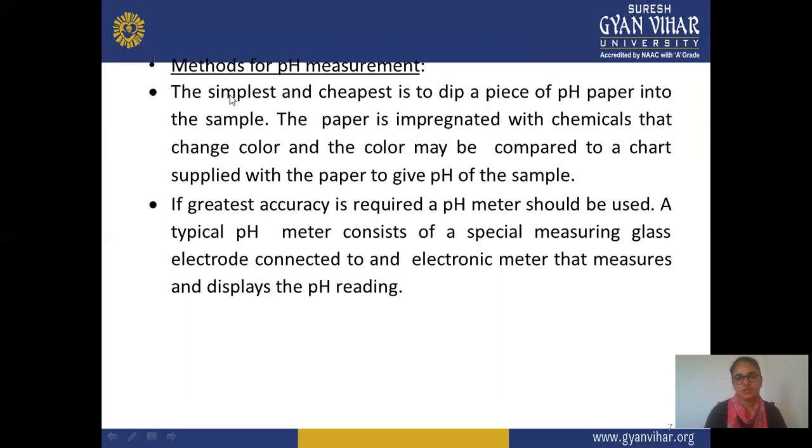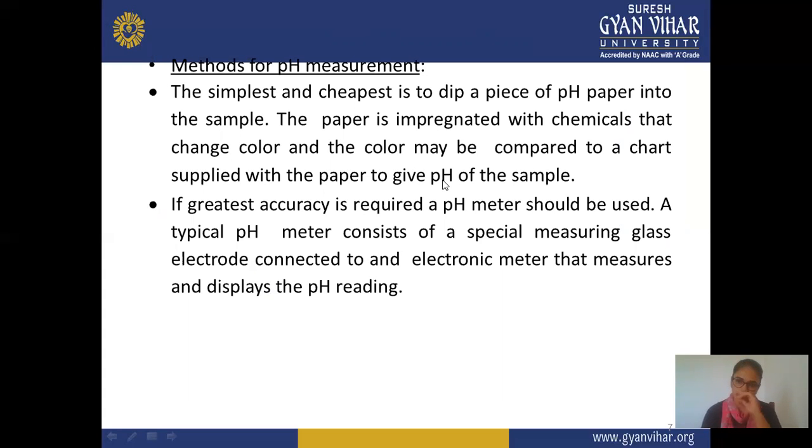In the other method of pH measurement, the cheapest way is to dip a piece of pH paper into the sample. The paper is impregnated with a chemical that changes color, and the color is compared to a chart supplied with the paper to give a pH on the scale. This method is mainly used on a lab scale, and it is a very simple and very cheap method with the help of pH paper.